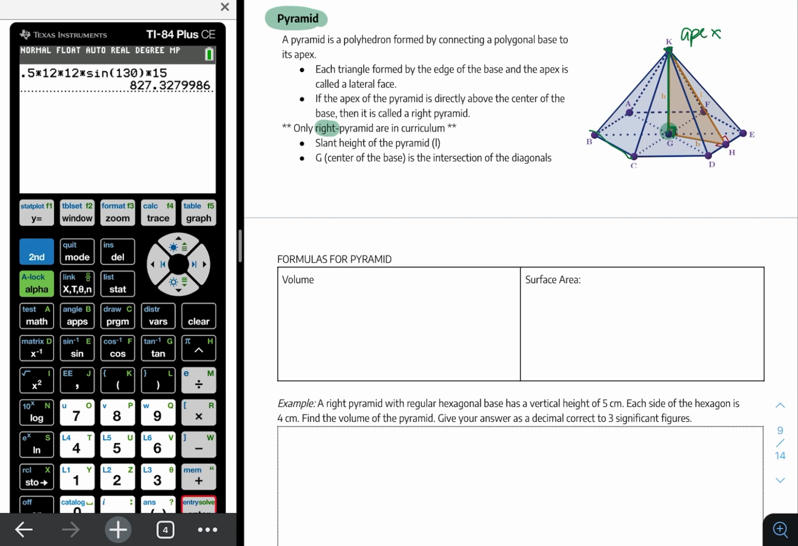And then there's another measurement which is called the slant height. The slant height is going to be the apex to the side of our base. So this slant height is not the same thing as our height.